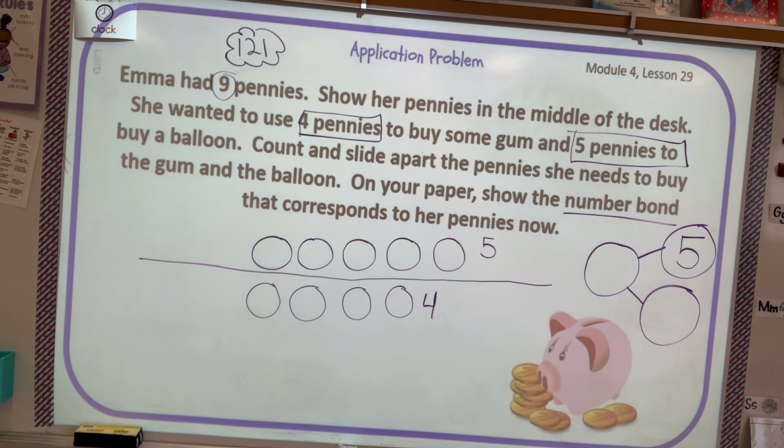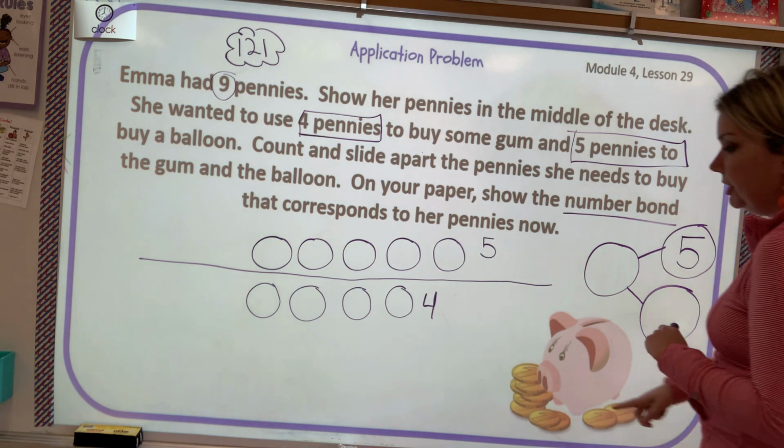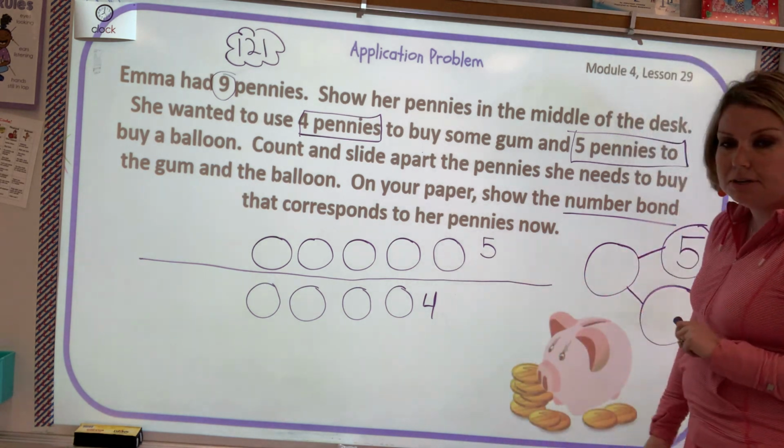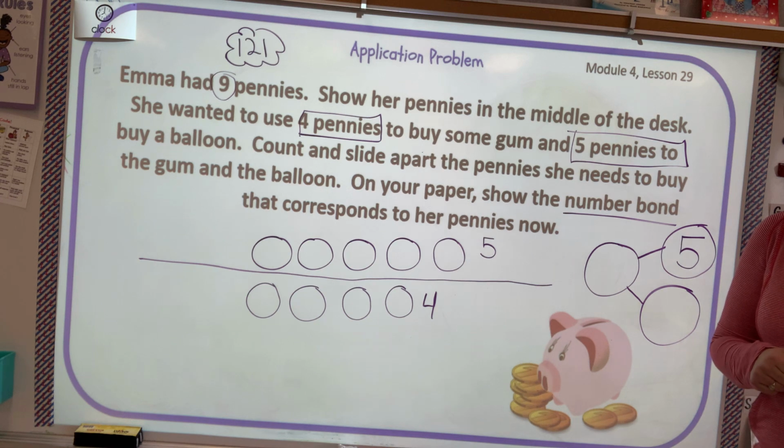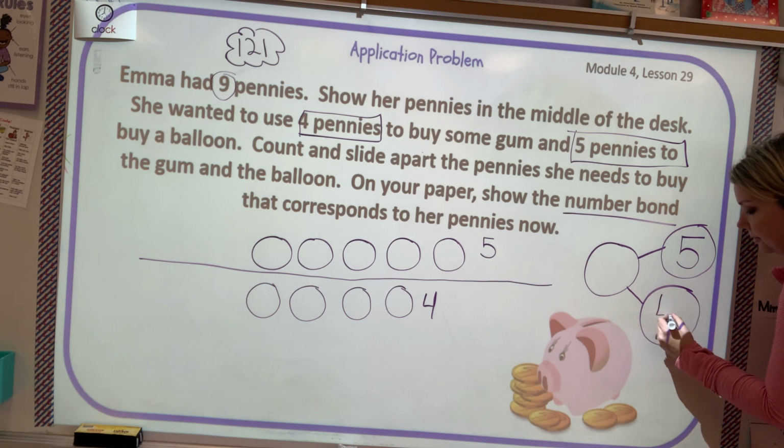I don't see a lot of hands raised. Nicole? We have to put a 4. Nicole says I'm going to take my 4. Where do I put it, Nicole? Put it in the other part. In the other part. Okay.